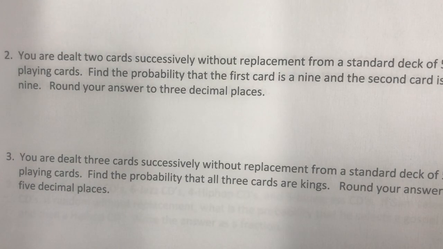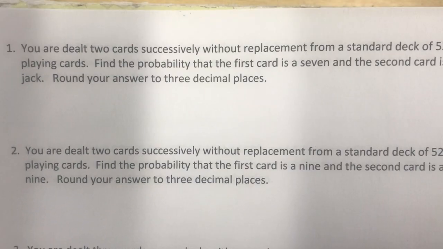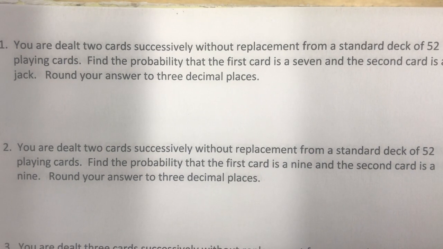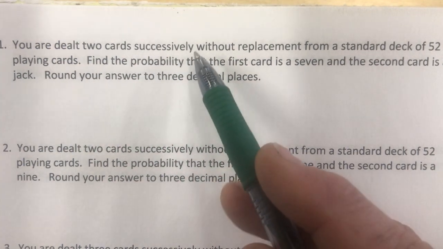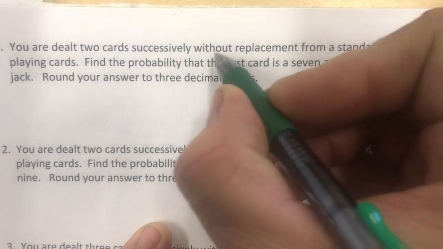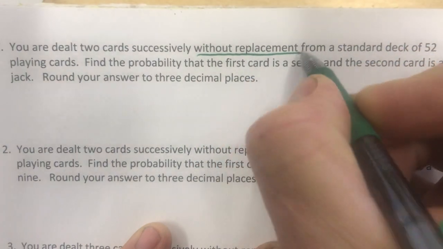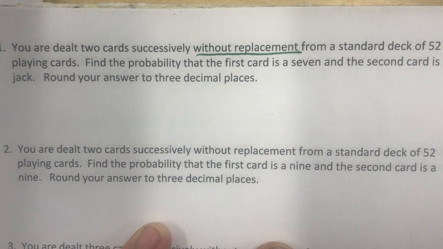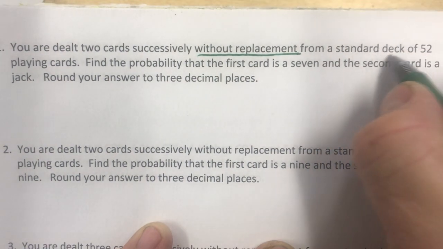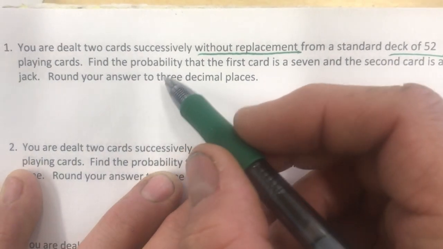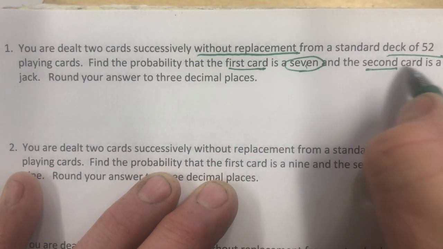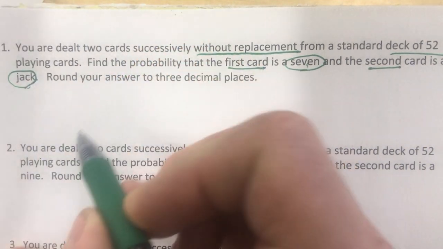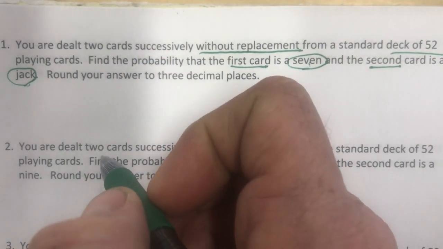Okay, let's look at some applications to this. All right, on this first problem here, you are dealt 2 cards successively without replacement. Now this is important here, without replacement, which means you're not going to put it back. You're going to pull one out, you're going to keep it, and you're going to pull another one out. It's a standard deck of 52 cards. Find the probability that the first card is a 7 and the second card is a jack. Round your answer to 3 decimal places.